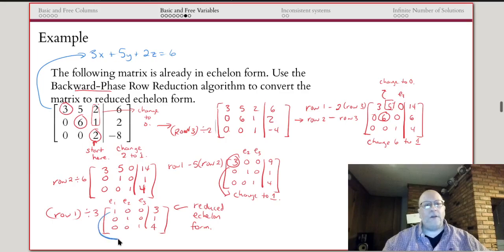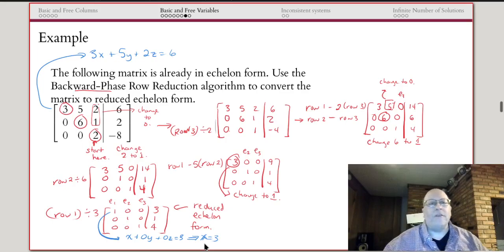But this equation just represents 1x plus 0y plus 0z is equal to 3. I'll actually write the zeros here for a second, which just says x is equal to 3. In other words, the reduced echelon form tells me the exact value of x in this case. X is 3, and the second row tells me that y is 1, and the third row tells me that z is 4. I have the solution if I have the reduced echelon form in this case.